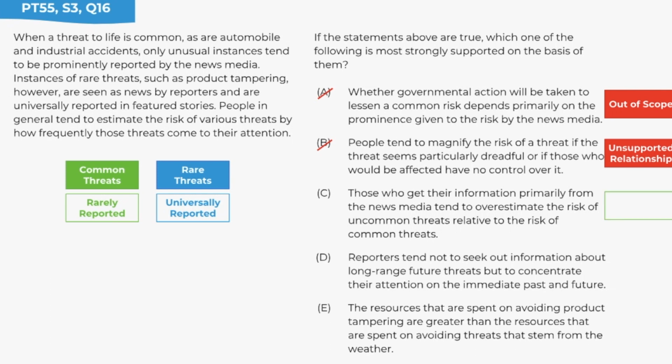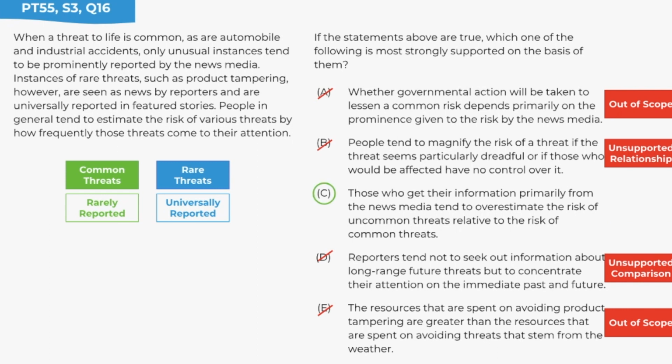Answer choice D says that reporters tend not to seek out information about long-range future threats, but to concentrate their attention on the immediate past and future. So this is talking about long-range versus immediate. Those issues were never discussed inside of the statements. D is building a comparison that's never discussed, so we can simply call it an unsupported comparison. Answer choice E, the resources that are spent on avoiding product tampering. Wait a minute. They never talked about resources being spent on avoiding product tampering. So this is simply out of scope. There's no need to go further with E, and that allows us to choose answer choice C with confidence.